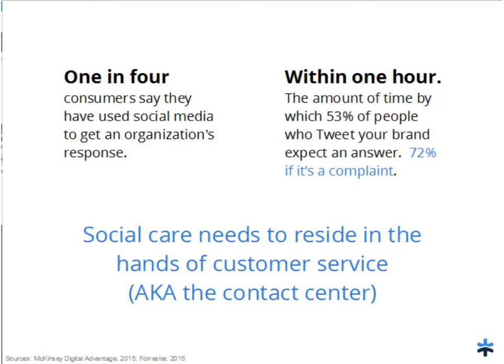When social was first leveraged by companies, both B2B and B2C, it resided in the hands of marketing organizations, where they believed they could send messages out and not necessarily have to respond to those coming in. But that is no longer an option. Social care has to reside in the hands of customer service in the contact center, and you're going to see it becoming more and more so as the days go on.